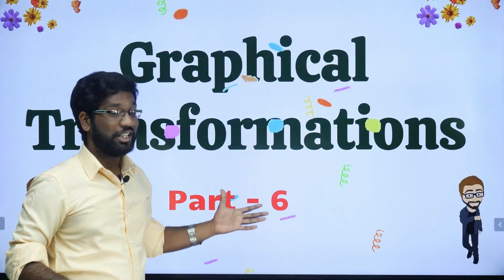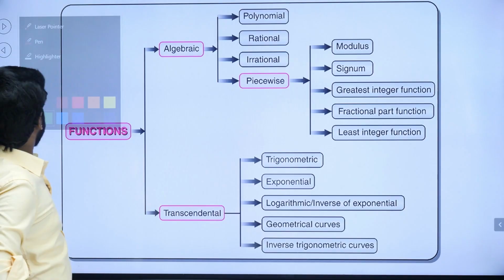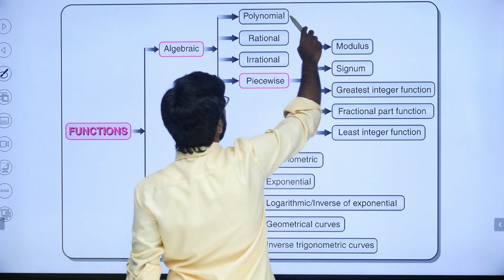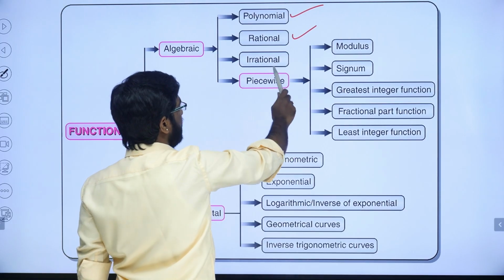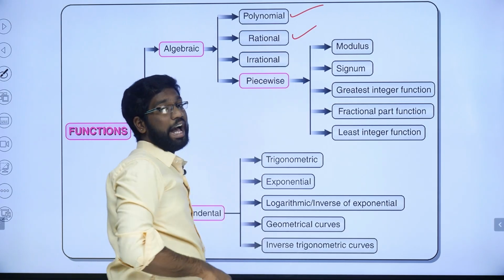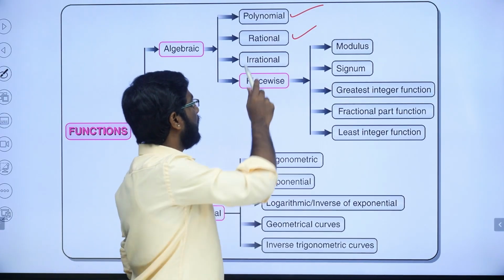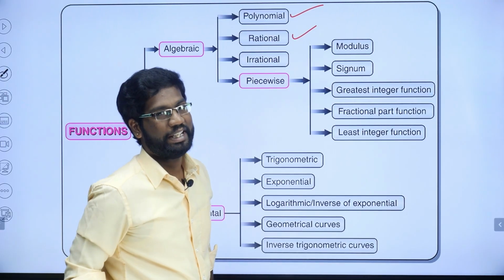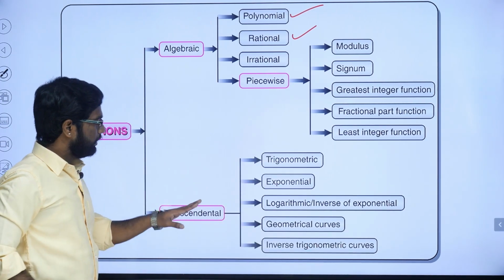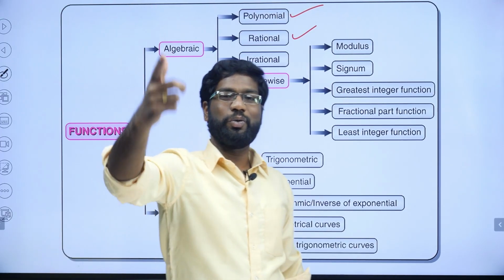So, in this part of the graphical transformation lecture, let's see what we are going to cover. Already we have seen in 5 lectures that we have covered polynomial functions and rational functions, and now we are going to see irrational functions. In polynomial functions, I have done 3 lectures, and for rationals, I have done 2 videos. And for irrational also it will take 2 videos. Next, let's see piecewise functions. After that, let's see transcendental functions. Everything let's do.